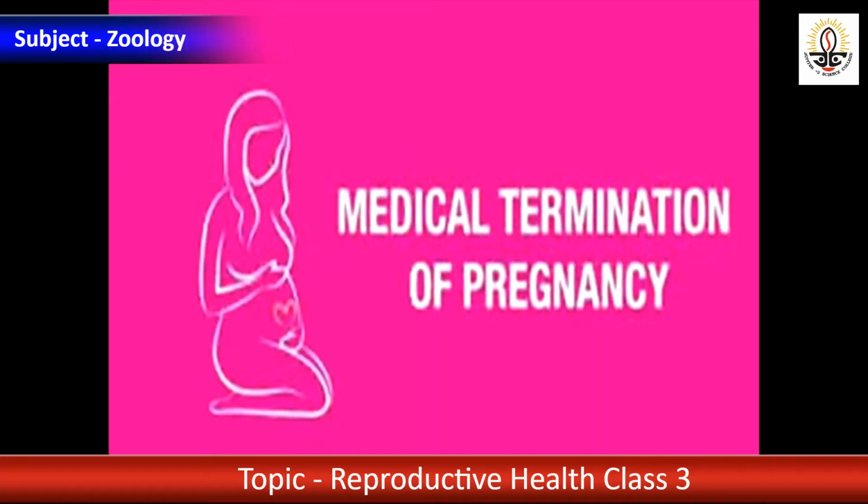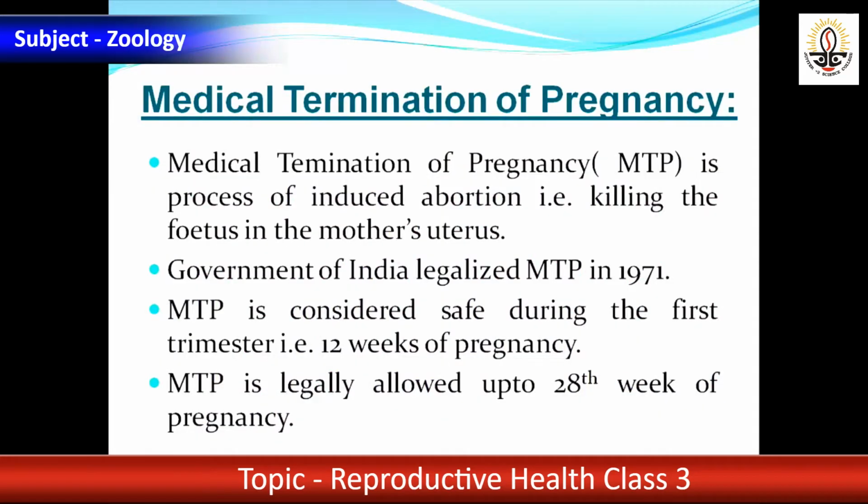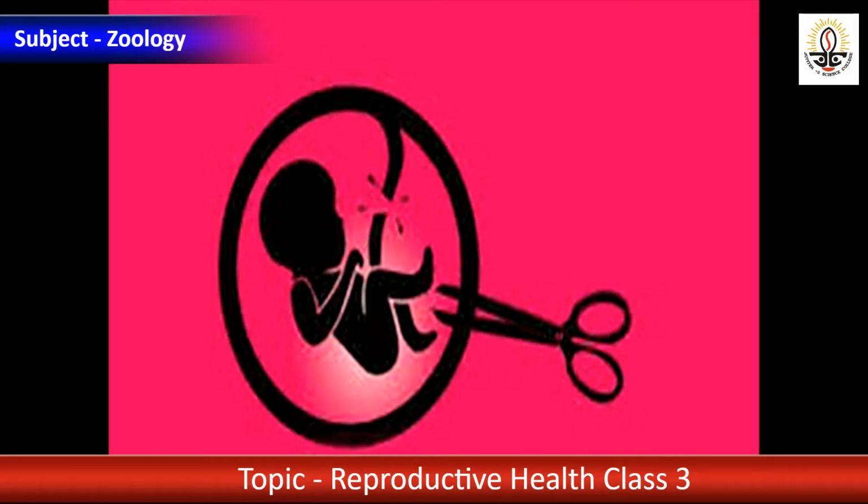Another concept we have discussed, that is medical termination of pregnancy. Medical termination of pregnancy means terminating pregnancy before the fetus becomes viable, in the mother's uterus. It is legalized in 1971, comparatively safe in 12 weeks of pregnancy but allowed up to 28 weeks of pregnancy. Now see this diagram, how the fetus is killed within the mother.